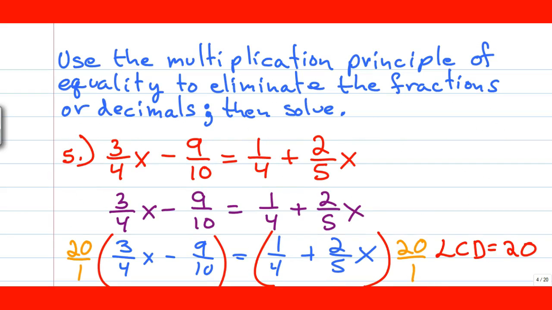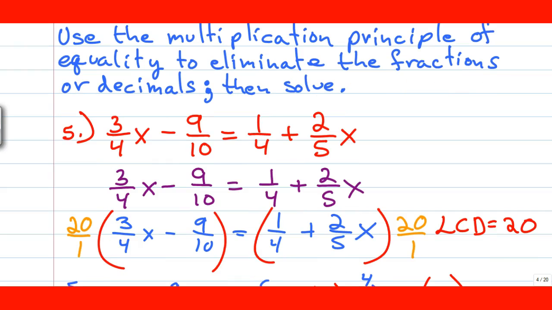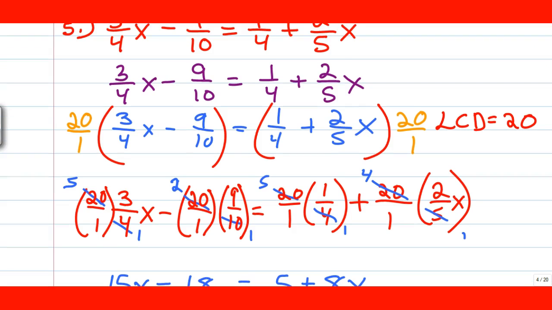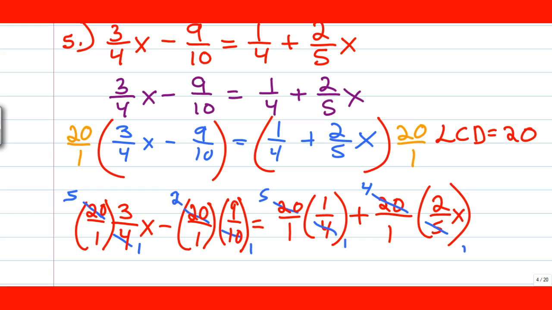Question number 5 has instructions that read, use the multiplication principle of equality to eliminate the fractions or decimals, then solve. Well, I have fractions here, so I'm going to use the principle of equality to eliminate those fractions as instructed before I solve the problem. So I come down here and I have 3/4 times x minus 9/10 equals 1/4 plus 2/5 times x. I'm going to find the lowest common denominator between all of the fractions that are present, and then I'm going to multiply by that number.